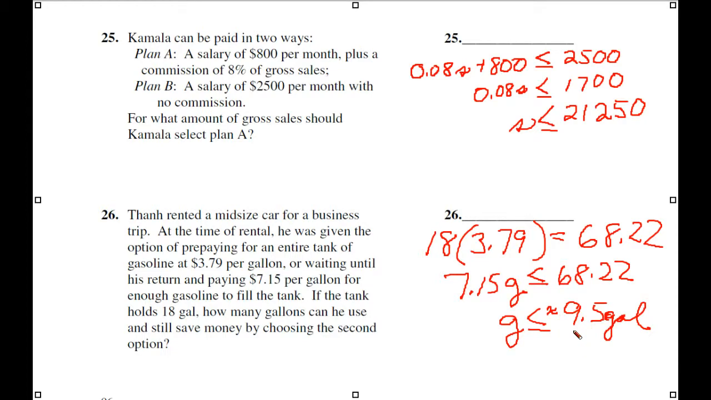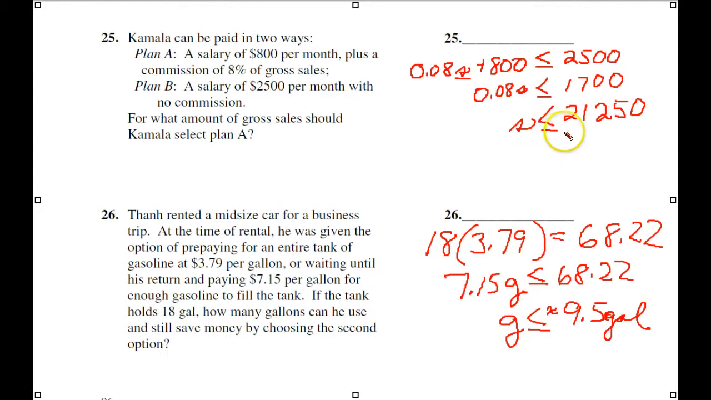If you recall, I said I had to sometimes take paper and pencil, and this is sort of an interesting one here. Here, this gal, Kamala, can be paid a salary of $800 per month plus 8% commission on her gross sales. Or she can just take $2,500 per month with no commissions. So what would be the better deal for her? Well, this is one side, 8% of her sales plus this. When will that be less than or equal to that?